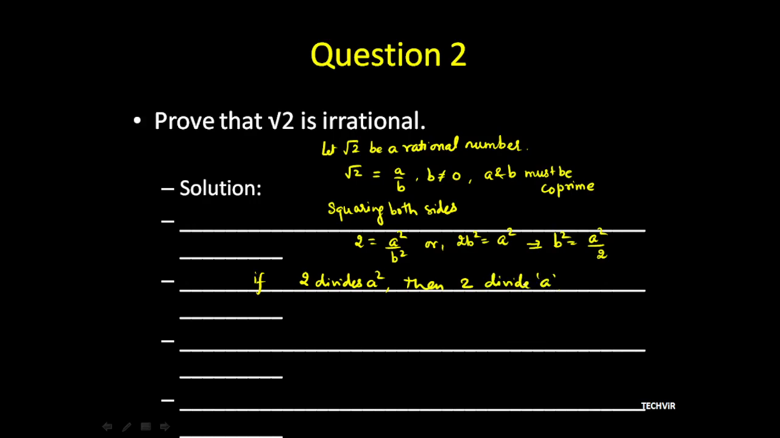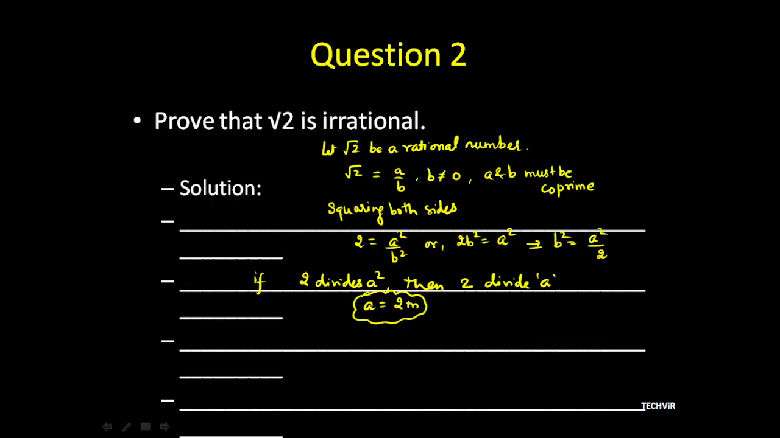This result we had studied 2-3 slides back: if a prime number divides the square of a number, then that prime number also divides that particular number. So if 2 divides a square, then 2 will always also divide a as well. So we can write a in the form of 2m. We can write this a as a product of 2 along with some number, say m. So let a equal to 2m.